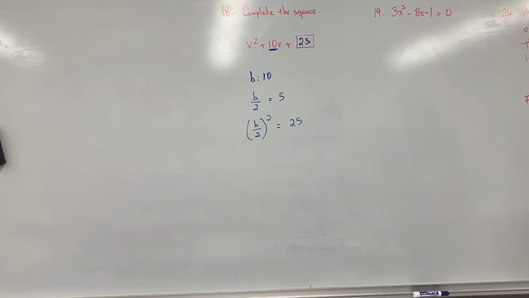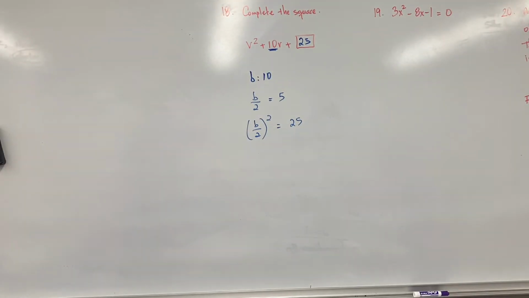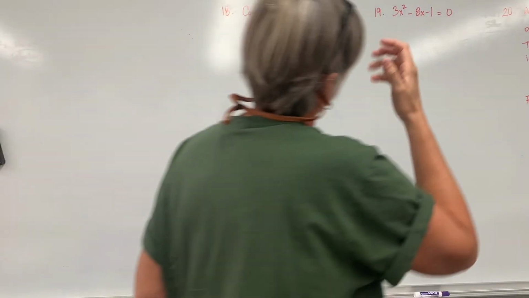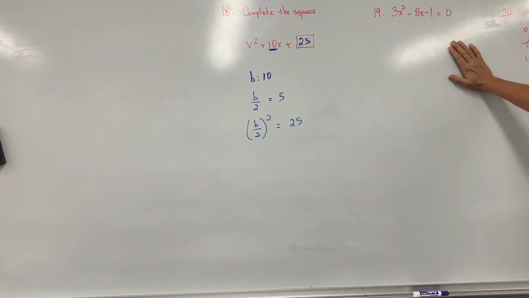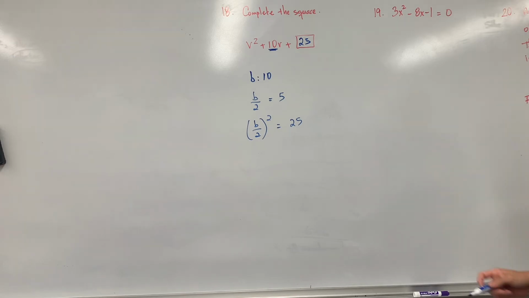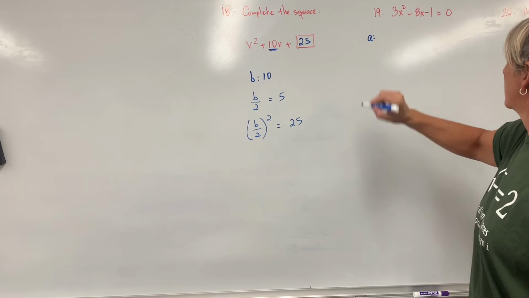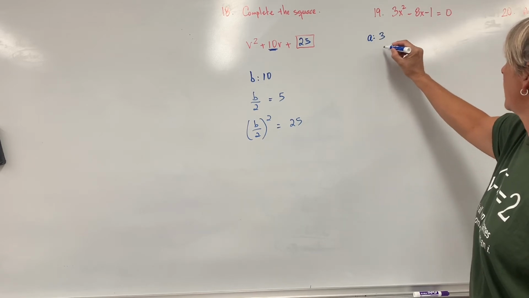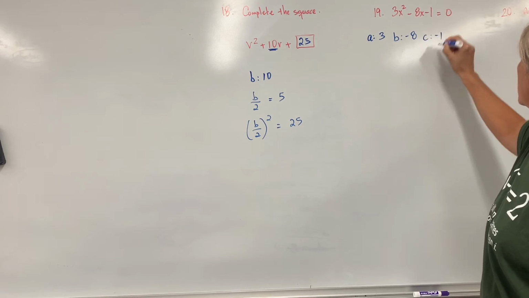All right, question number 19, which I think you can see. Yeah, so question number 19, they want us to solve this, and this is a quadratic. I would not try to factor it. I would use my quadratic formula. And let's see, identify A, which is 3, B is negative 8, C is negative 1.